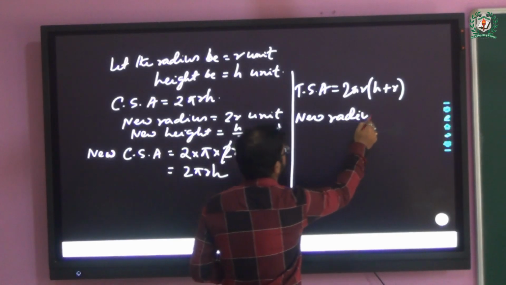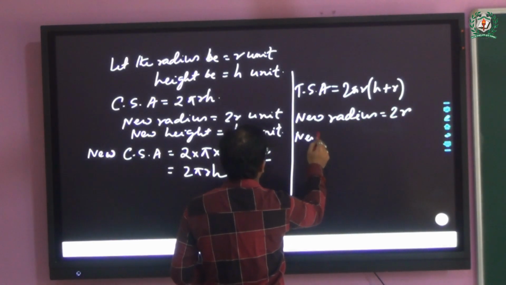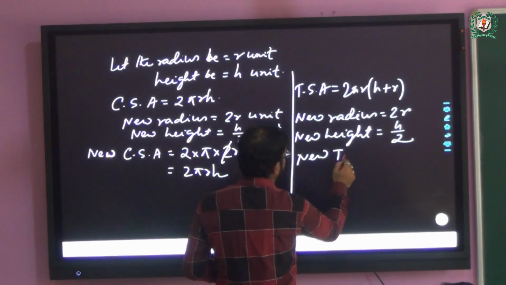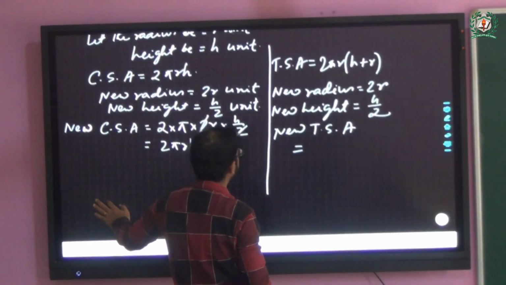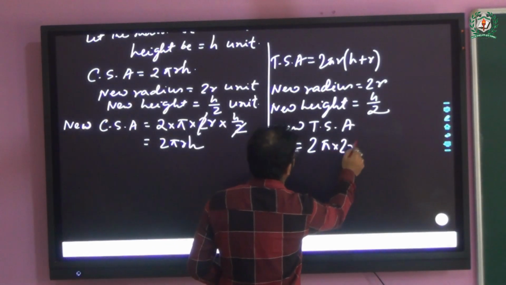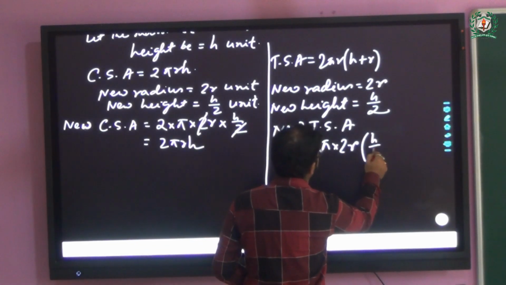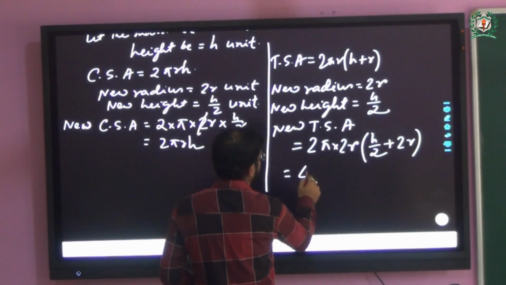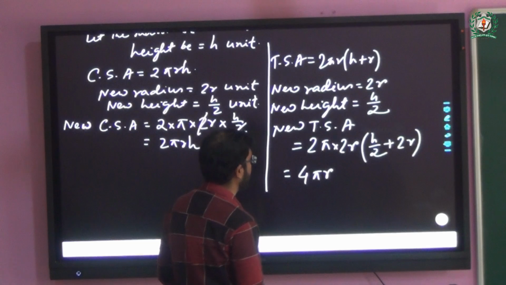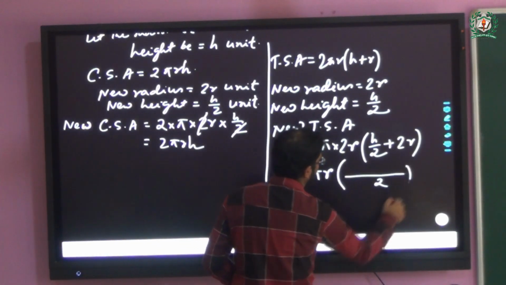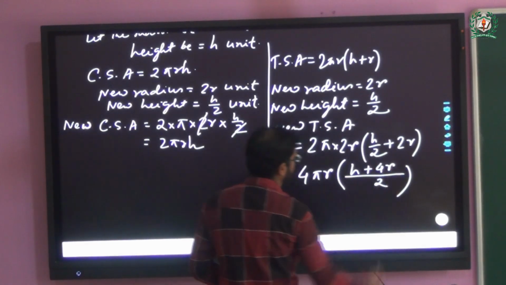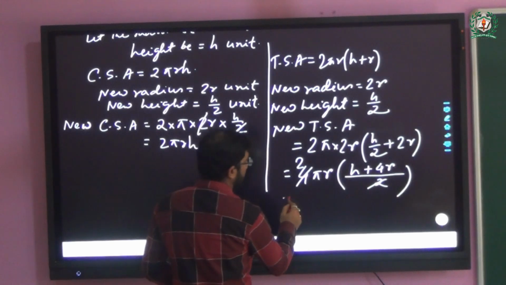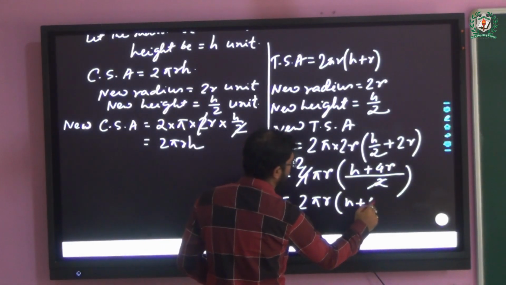So new radius is 2r, new height is h by 2. So new total surface area will be 2 pi, in place of r it becomes 2r, in place of h it becomes h by 2, and again 2r, that is 4 pi r. Here the LCM is 2, we have h plus 4r, isn't it? Now we can cancel out 2 and this 4, that is 2 pi r into h plus 4r.